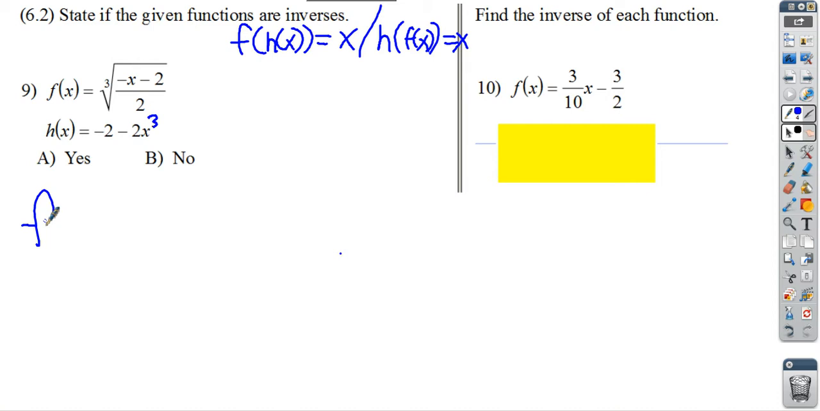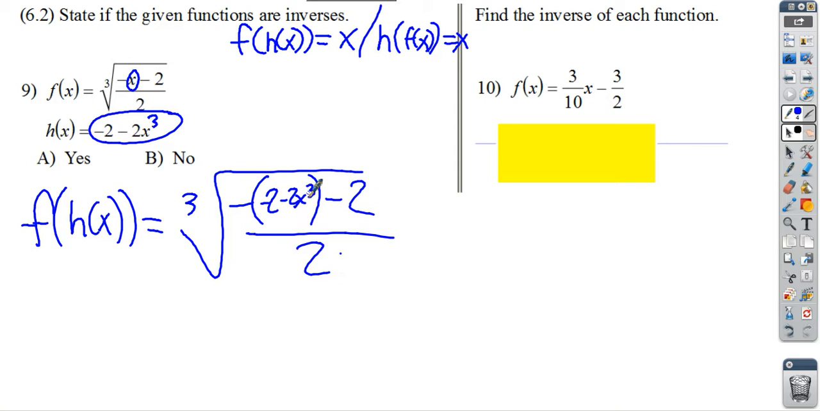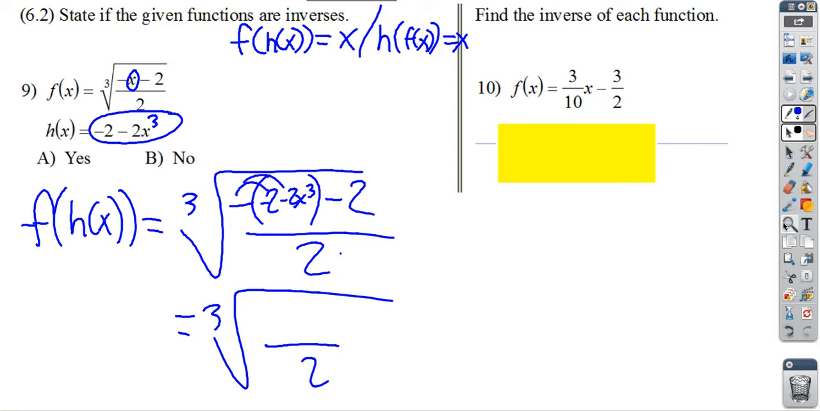Let's find, first of all, f of h of x. So that means wherever I see an x up here, I should now plug in this entire function. So let's try that. The cube root of negative, and then I'm not going to plug in x now, I'm going to plug in an entire function h of x, negative 2 minus 2x cubed. And let's simplify that. So we get the cube root of, this thing is still over 2, and then if we distribute that negative right here, we would get this.